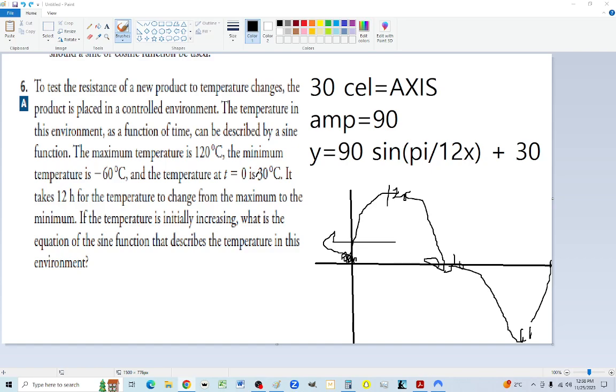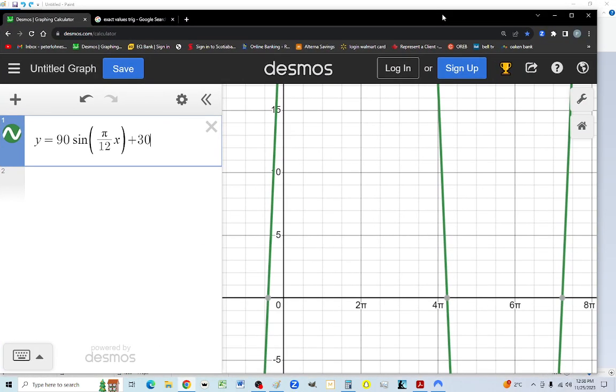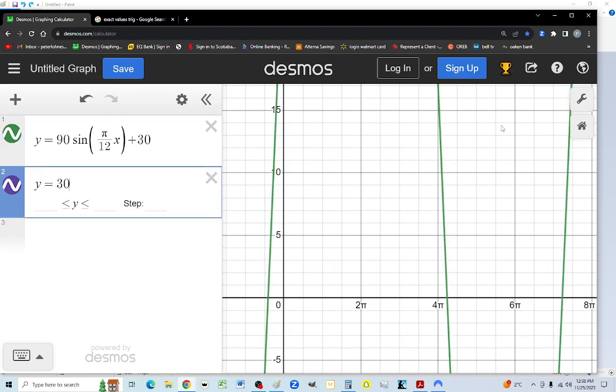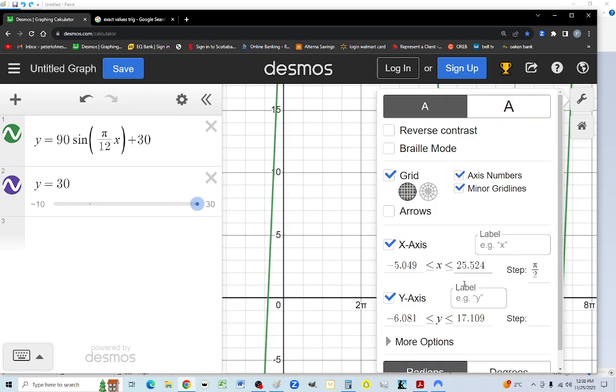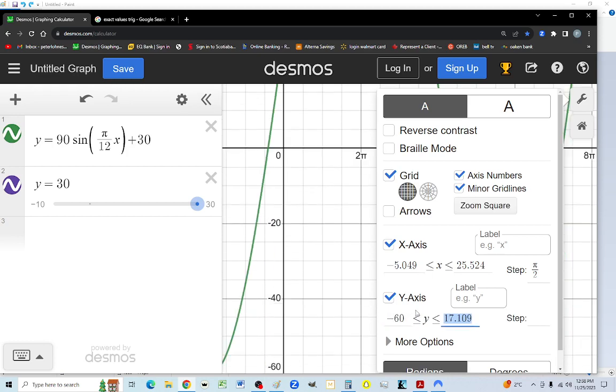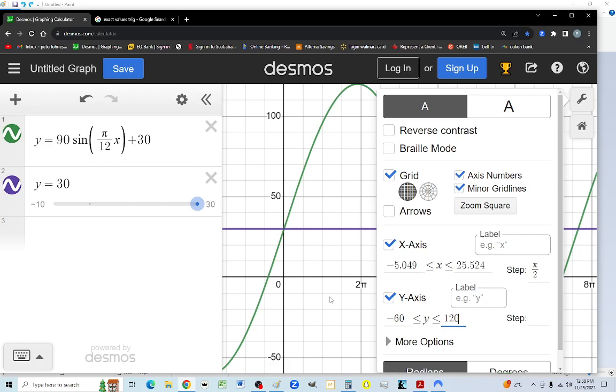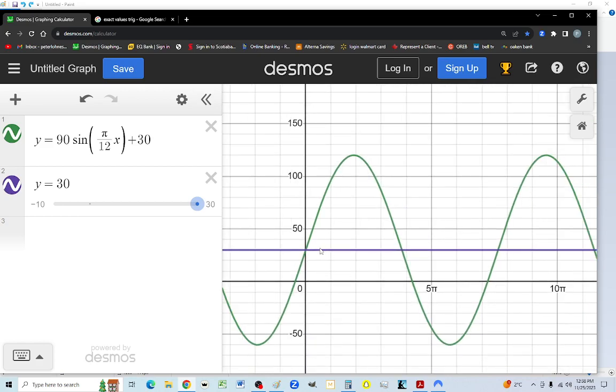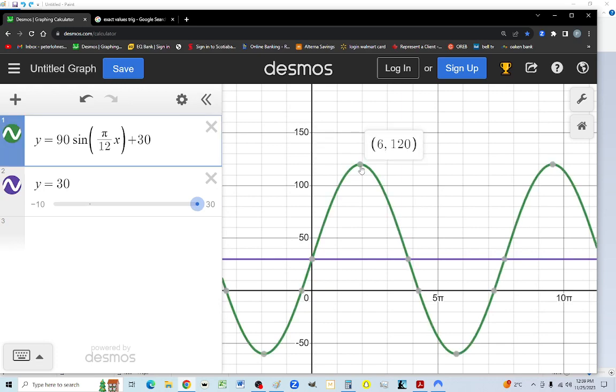All right, now we've got to just model it a little bit better. We've got to put in the axis, and we've got to be able to see it. So this is going to happen over 24, so that's fine. This is going to go all the way down from minus 60 to 120, like that. And we'll just zoom out a bit. So sure enough, we start at 30. We hit a max, 6 hours in at 120, back down to 30, back down to minus 60, and 24 hours we're back to 30.